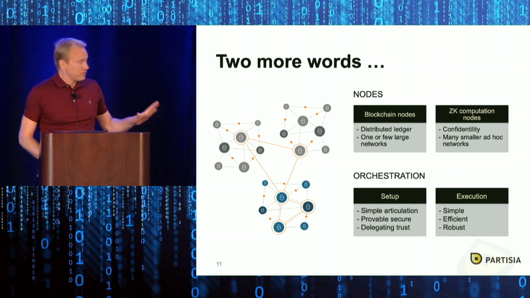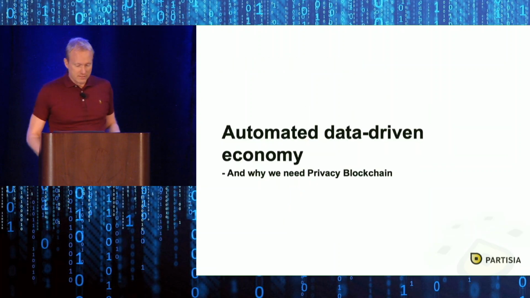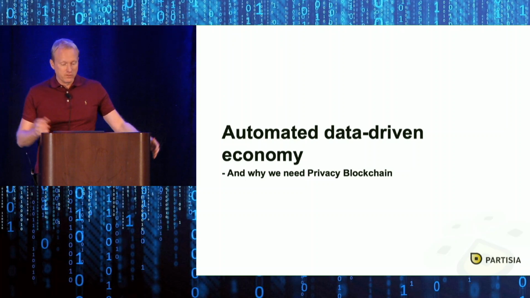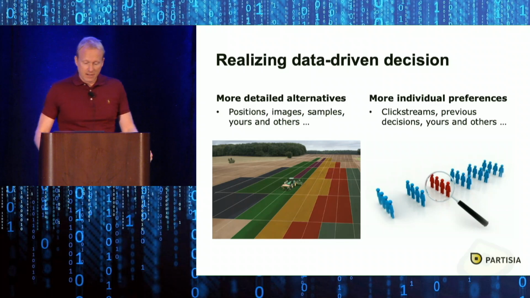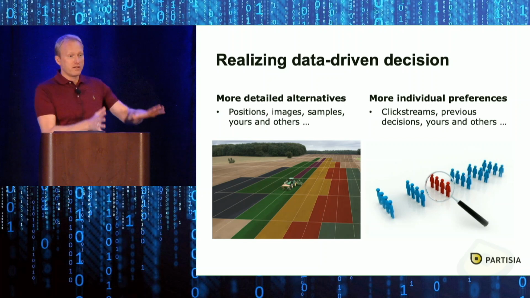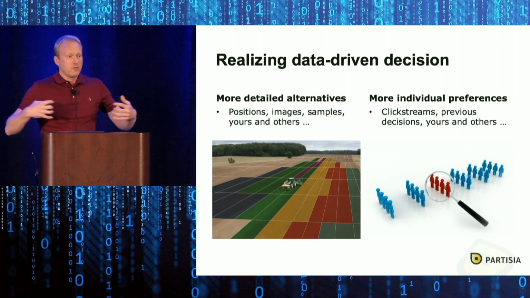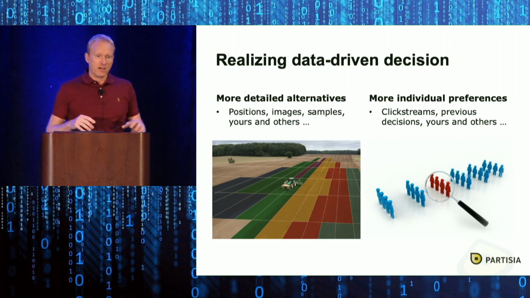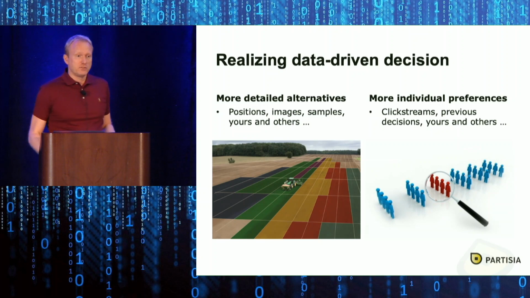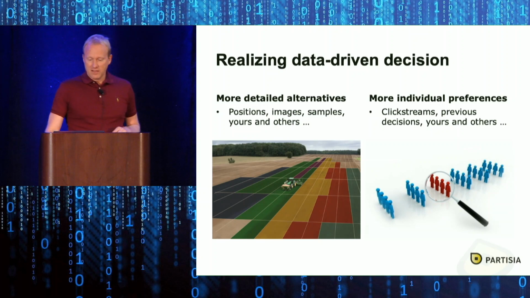So that's the infrastructure that we are working on, and the next slides are actually some sort of an attempt to come up with a class of use cases that needs what we would call privacy blockchain. So as an economist, it's really all about taking decisions. So you have two components. You have alternatives, and then you have some preferences on these alternatives. So getting more data about the alternatives as well as the preferences, of course, makes it possible to make better decisions.